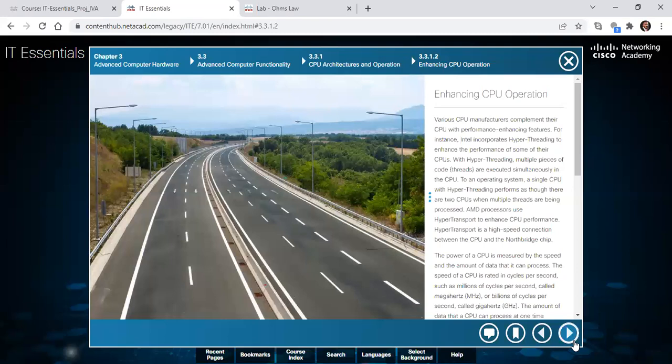Then for the AMD processors, they use what we call hypertransport to enhance their CPU performance. Hypertransport is a high-speed connection between the CPU and the northbridge chip.